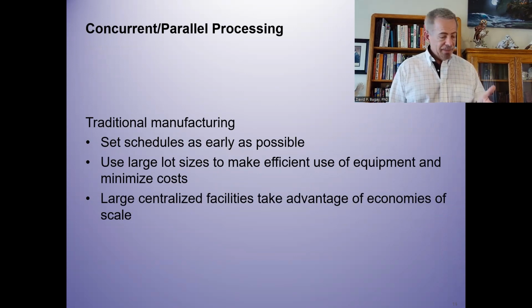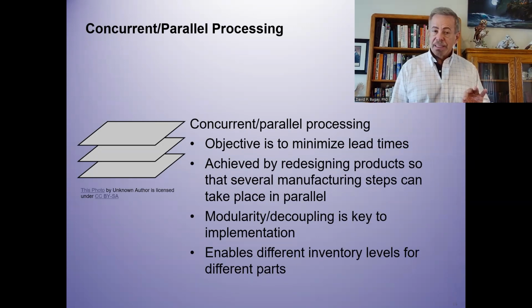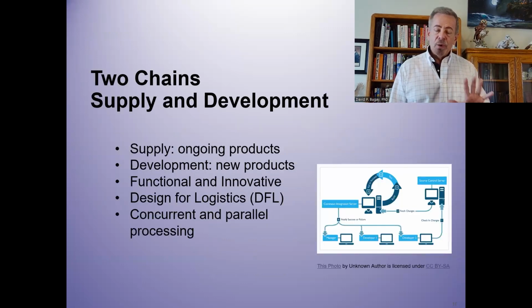Traditional manufacturing, they love to have the schedule set as early as possible because they don't want to have any idle machines. They don't want to have any idle workers because it costs them money. Large lot sizes make good use of equipment, minimize costs, and also take advantage of economies of scale, including on manufacturing. So concurrent parallel processing, the objective is to minimize lead times and also really achieve the redesign of products to make certain that everything is going to work out well long-term and have a cost efficiency to it.